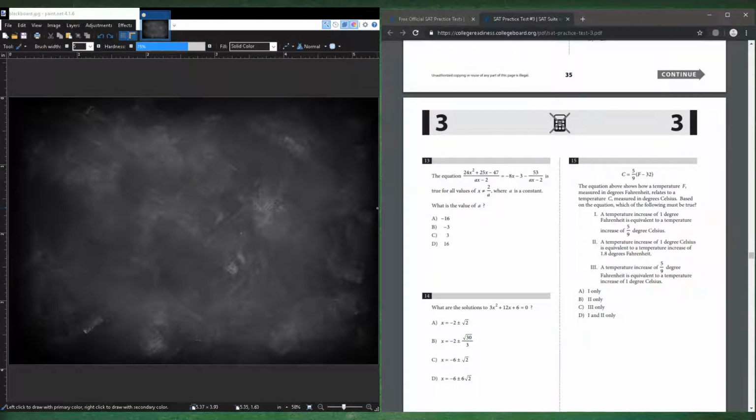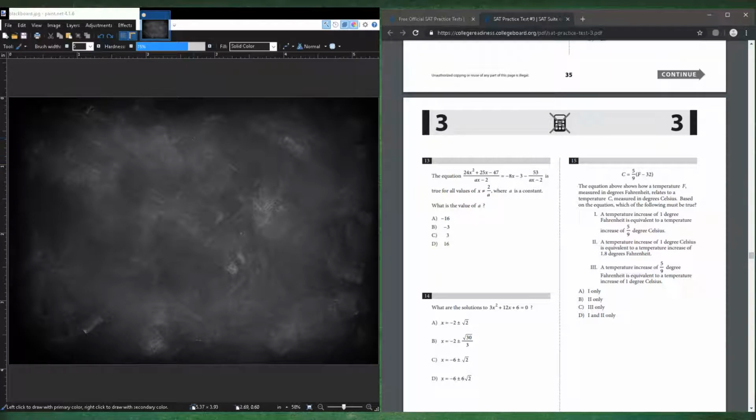Question 13. The equation (24x squared plus 25x minus 47) divided by (8x minus 2) is equal to negative 8x minus 3 minus 53 over (8x minus 2) is true for all values of x not equal to 2 over a, where a is a constant. What is the value of a? So we gotta find out how to do this.